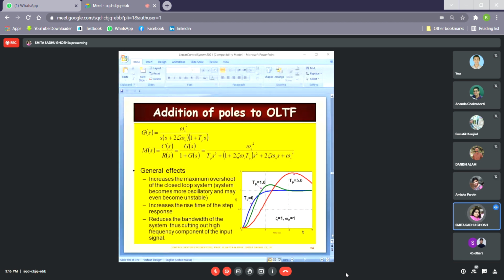So now we are going to study what happens if poles are added to the open loop transfer function of a system. What you find over here is that the open loop transfer function for a second order system is first considered. That is given by omega n square by s square plus 2 zeta omega n s, right?